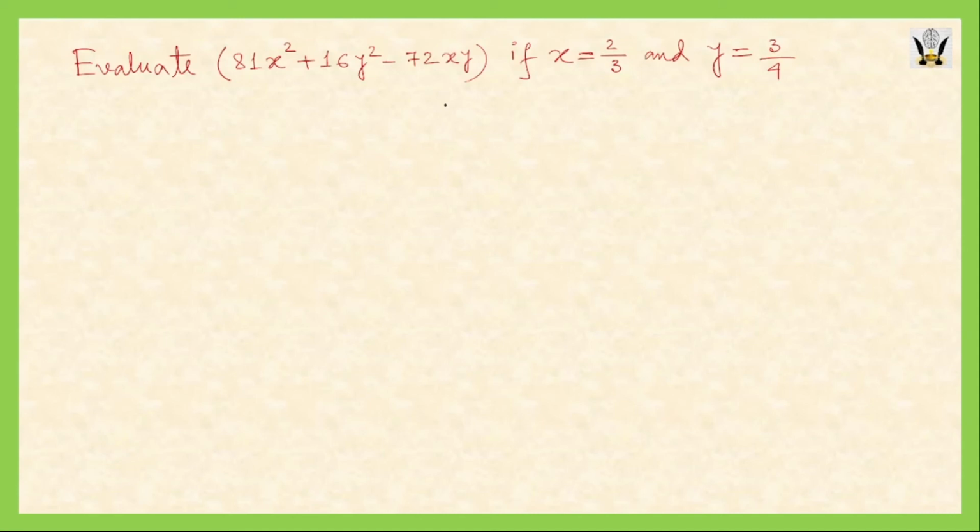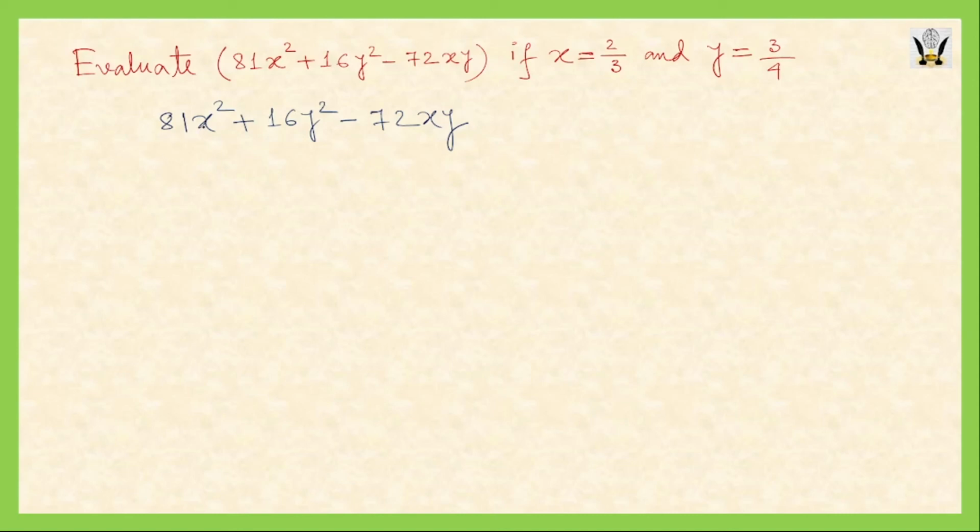One expression is given, and the values of the two variables x and y are separately given. So we have to find finally the value of this algebraic expression. One way is straightforward: we put the values of x and y in all these terms. That way also we can find the value. The second way, if we want to save a little time, is to think that since these terms are x square, then y square, and here the term is xy, the first thing that will strike our mind is whether we can arrange these three terms to use an identity or not.